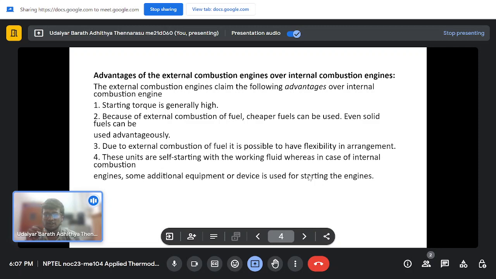Due to external combustion, it is possible to have flexibility in arrangement. How to arrange things in the space, everything, you have greater flexibility in case of an external combustion engine. These units are self-starting with working fluid, whereas in an internal combustion engine, some additional equipment may be required to start the engine. So these are the advantages of the external combustion engine, and we have seen the advantages of both the external and internal combustion engines.